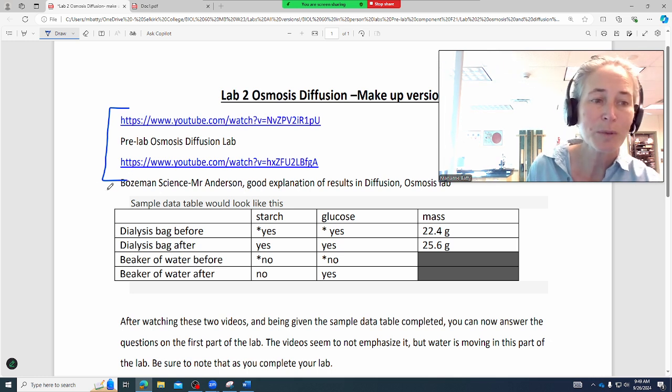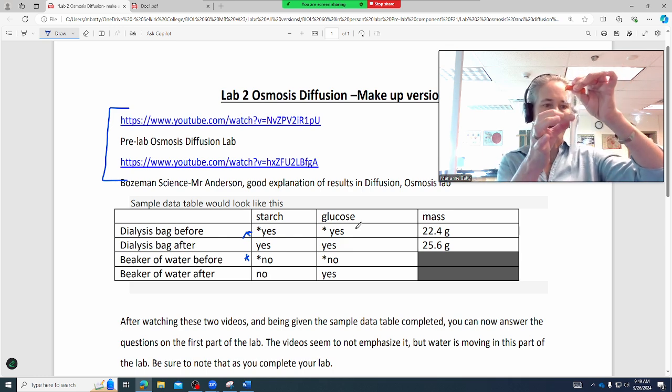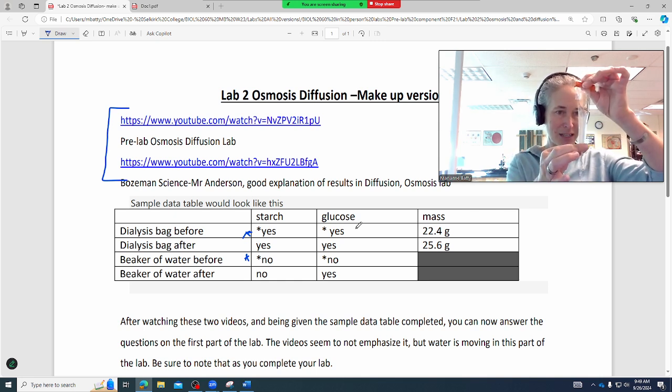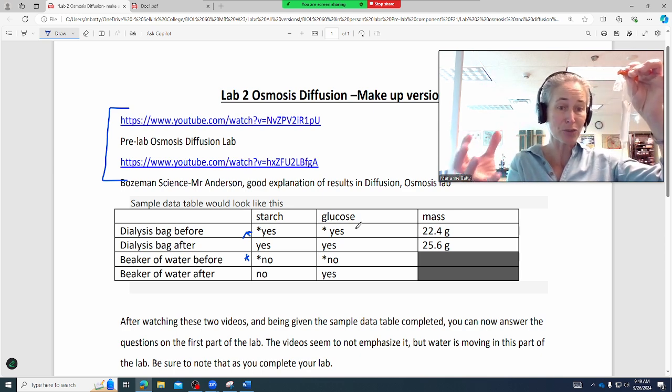results. And so you'll be using the same handout as we are in class, and any of these ones with asterisks were results that we recorded ahead of the lab. And so basically what I'm saying is, if I test the dialysis tubing before, I should find that there is starch and glucose in there. And so we want to know what a positive test for starch and glucose actually is.